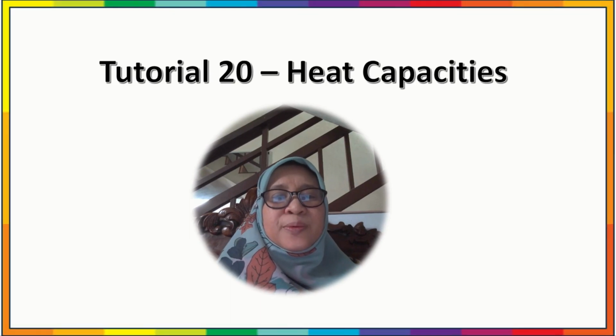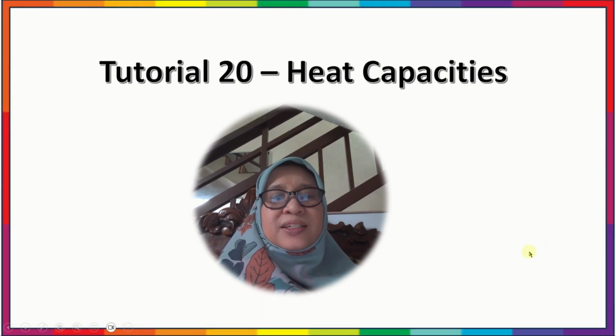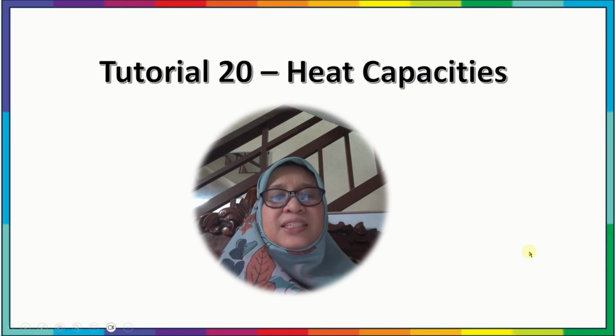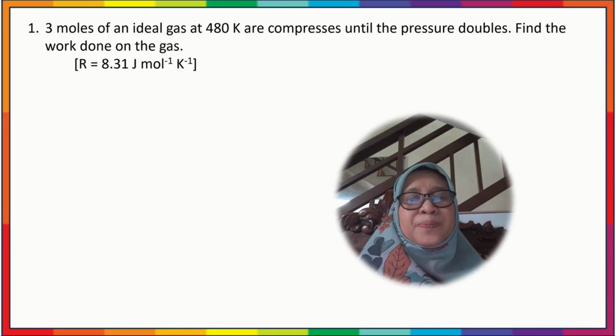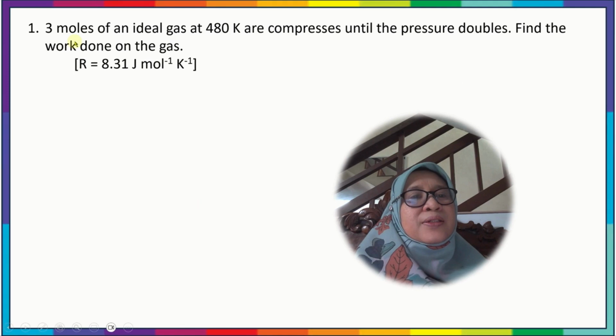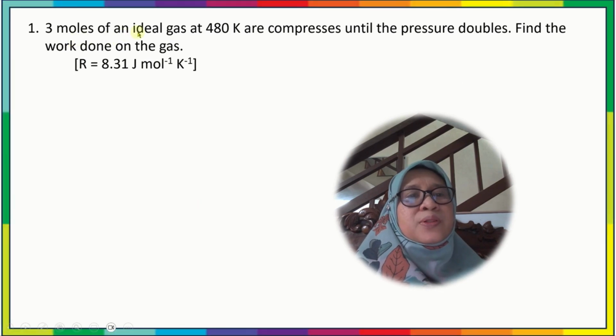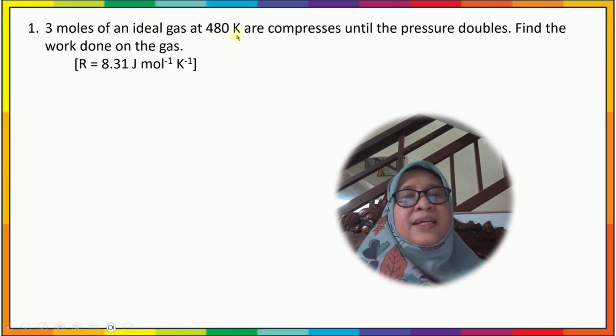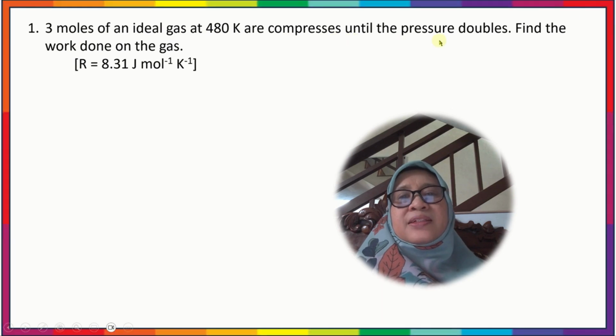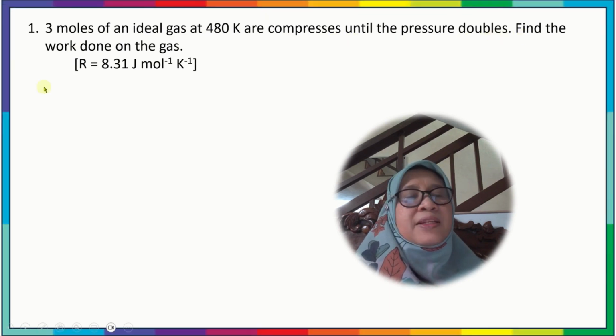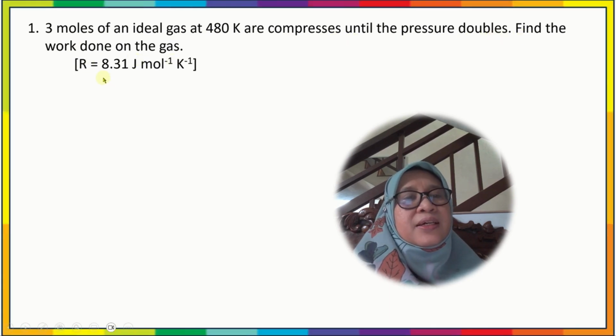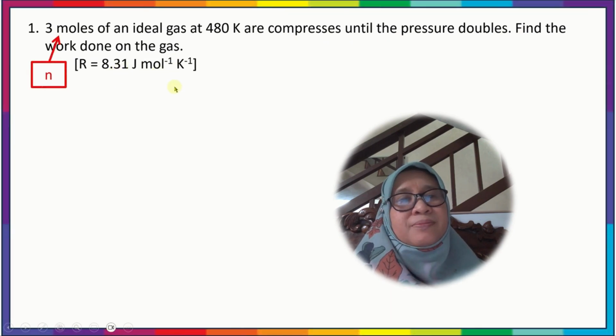In this video, we are going to discuss tutorial 20. The topic is heat capacities. So the first question: 3 moles of an ideal gas at 480 Kelvin are compressed until the pressure doubles. Find the work done on the gas. R is given as 8.31 joule per mole per Kelvin.